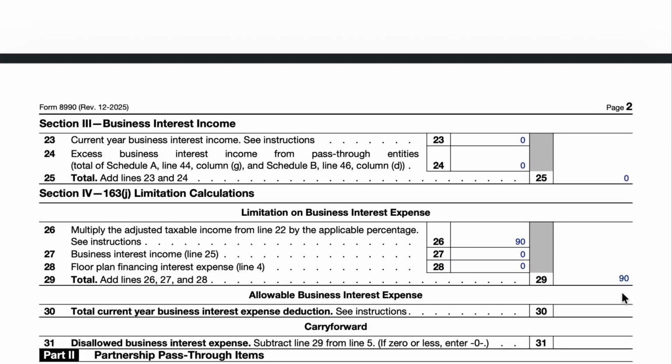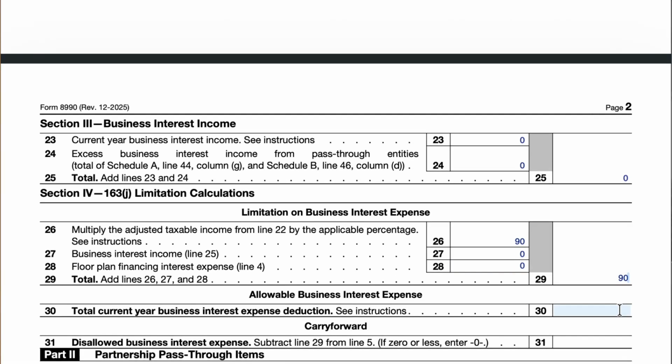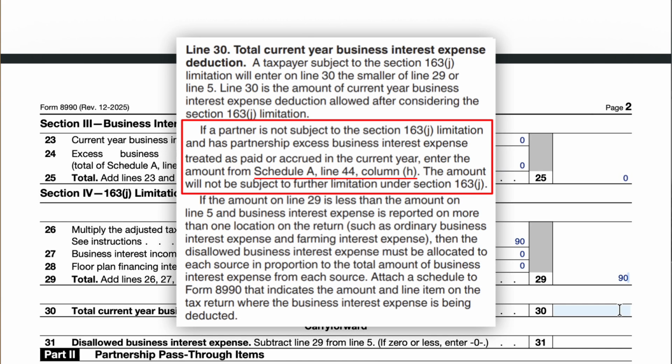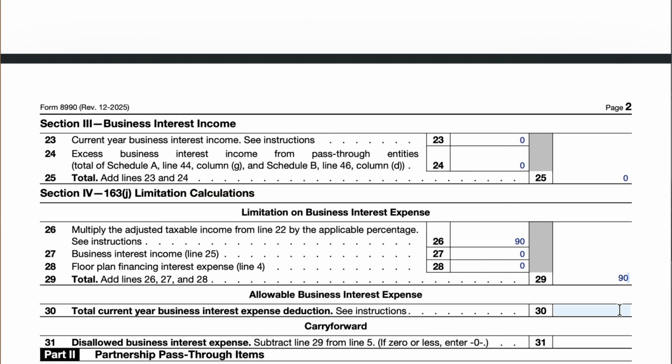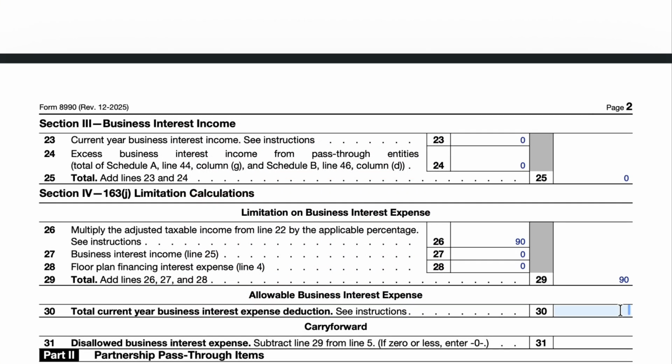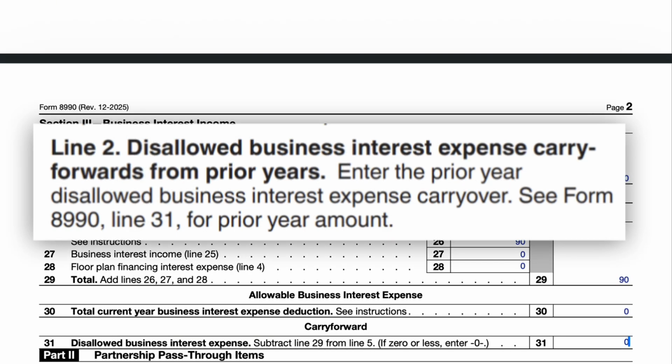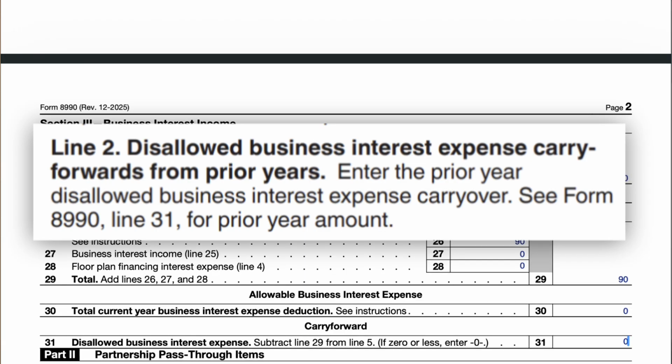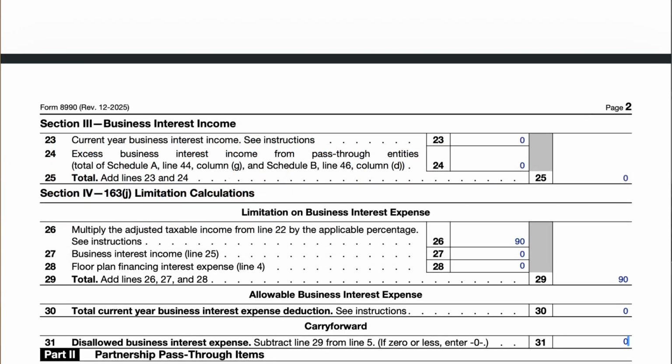Now line 30, it is not 90 because we need to look at the instruction. As we are not subject to 163J limitation, we should follow this paragraph and enter the value of column H, which is 0 in our case. And line 31 is much easier to understand. It is just 0 because our line 5 is 0, which then actually maps to line 2 in this 8990 form for the next year. And now we are done with our 8990.